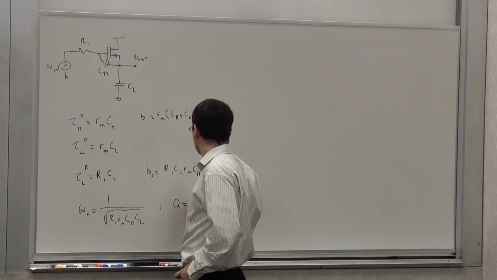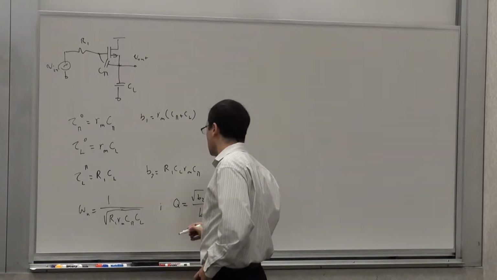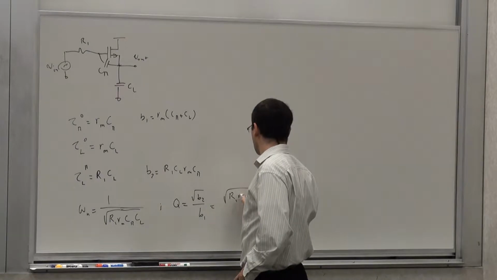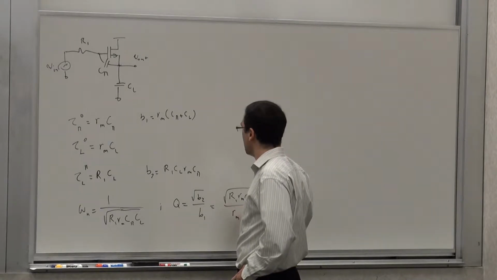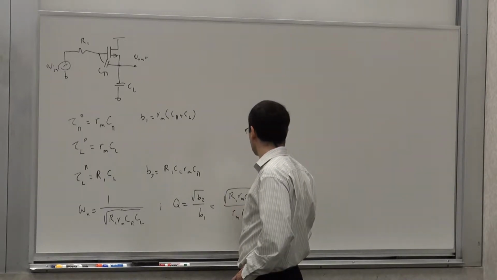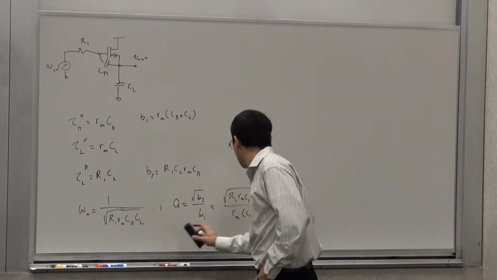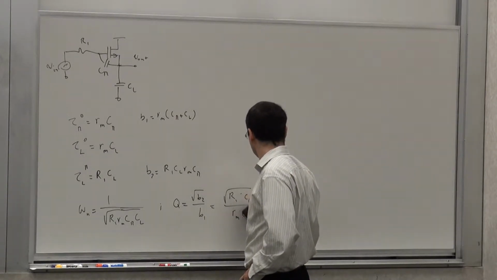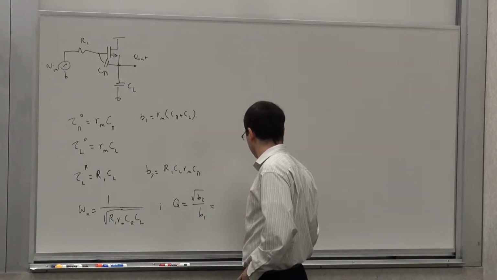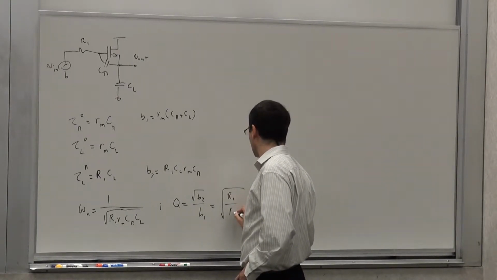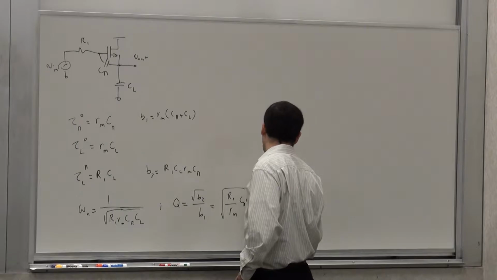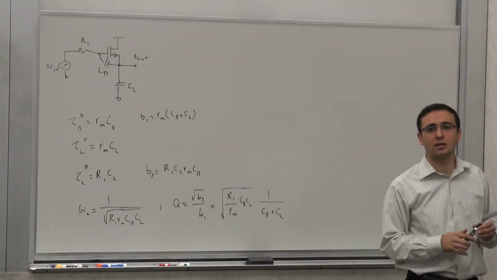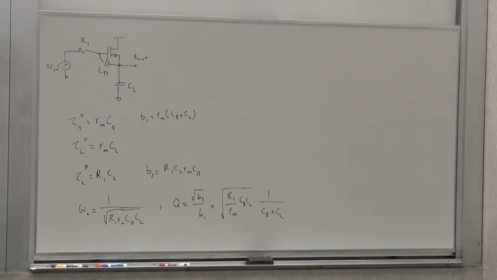And then the Q is square root of B2 over B1. So it's square root of R1 Rm C pi CL over Rm C pi plus CL, which you can basically write as square root of R1 over Rm, times C pi CL over C pi plus CL. Fine. So you can actually control the quality factor by changing the parameters here. You can design it to have the right Q. But I can make it numerical now.